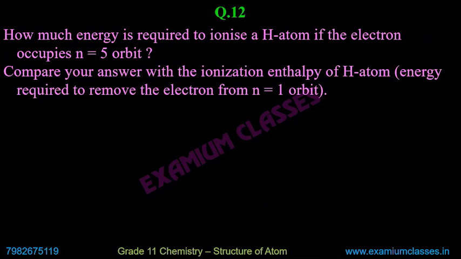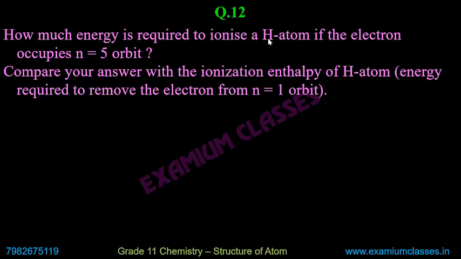Next, how much energy is required to ionize a hydrogen atom if the electron occupies n equals 5 orbit? Next, compare your answer with the ionization enthalpy of hydrogen atom, the energy required to remove the electron from n equals 1 orbit. So who will tell me the answer to the first part? How much energy is required to ionize a hydrogen atom if the electron occupies n equals 5 orbit? So it is already in excited state, remember.